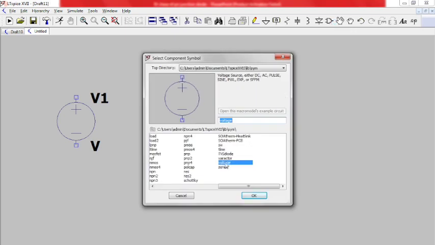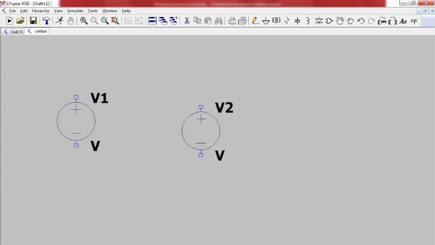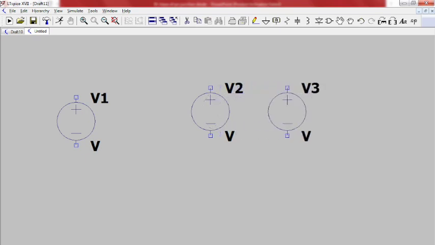Once more I am taking, suppose, voltage, and okay. If I left click, then the cursor will hold a copy of the voltage source. So to remove this V3, we just press escape or right click.